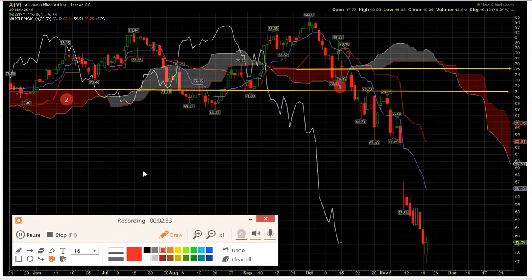All right, so there's nothing here to offer support in terms of the Kumo shadow. The Kumo shadow is this cloud that is trading behind price. So every part of the cloud that is behind the current price is called the Kumo shadow. And that Kumo shadow offers support and resistance depending on where price is trading.